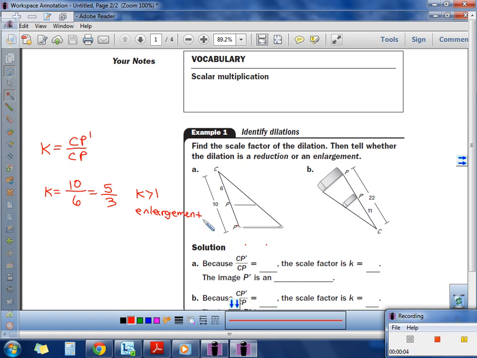Same kind of process can be done for part B. We need the C to P prime first. Do you see where the P prime is? I think it's this one. There's that little prime. So how far is it from C to P prime this time? 11. And then C to the regular P, 22. That's 1/2. Is that scale factor greater than 1? No, it's less than 1. What do we learn about less than 1? When scale factor is less than 1, we have a reduction. Those are two really good problems.